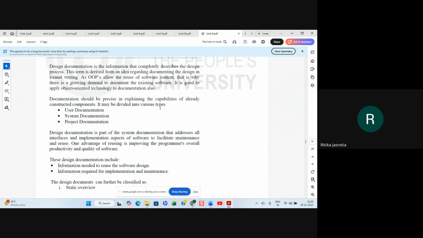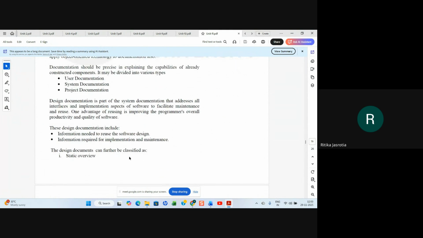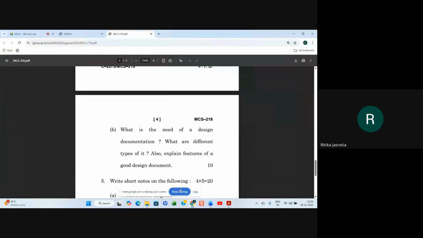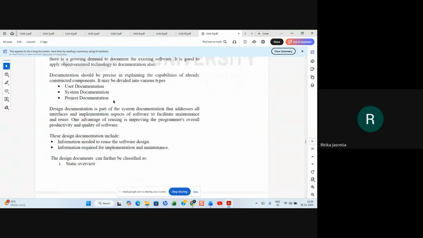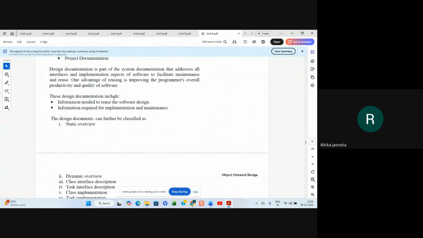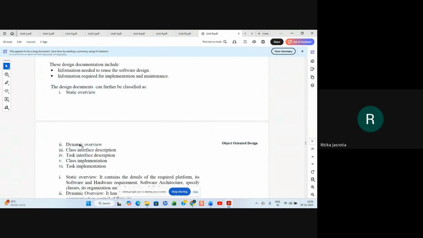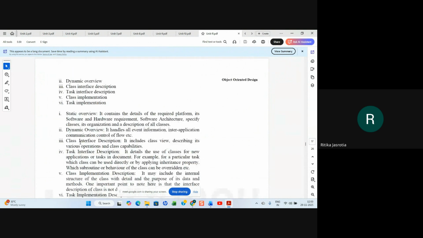It may be divided into various types: user documentation, system documentation, and project documentation, right? So what is the need of design documentation? The need is that there is reusable software content, and there is a growing demand to document the existing software, so it is a good thing. They are just explaining how the design document is further divided or classified.